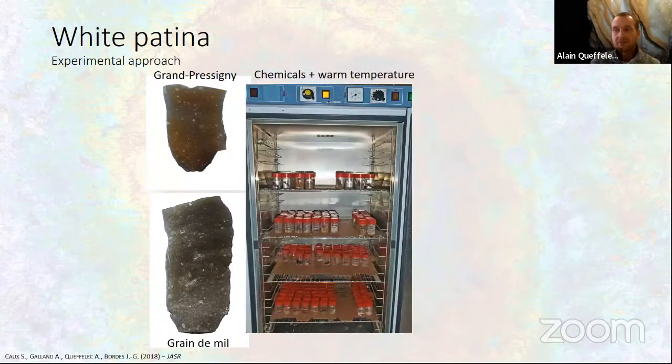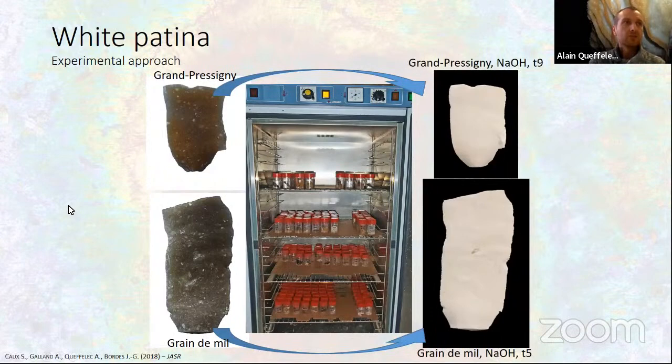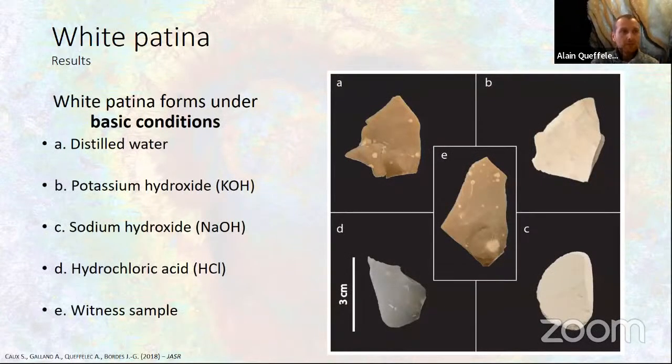These flints were put in different chemicals and heated to accelerate the process, and then extracted from the oven after different numbers of days. You can see here the results of two examples after respectively 9 and 5 days in sodium hydroxide, best known as soda: a very well-developed white patina. Here we can see that both basic solutions, potassium hydroxide and sodium hydroxide, create the white patina, while acid solutions, like hydrochloric acid, change the color of the flint by dissolving the iron oxides it contains, but do not create the white patina. And of course, distilled water didn't do anything to the flint.